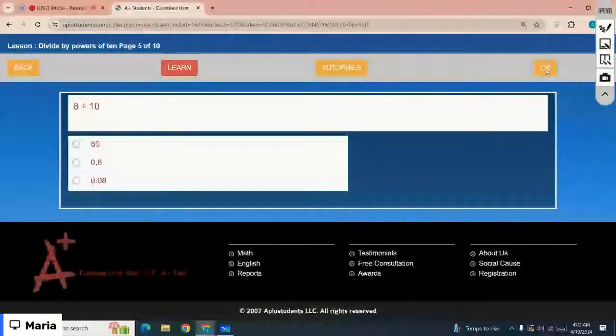Eight divided by 10, which is the correct option? That would be 0.8.